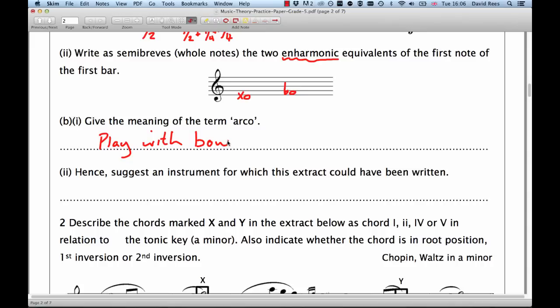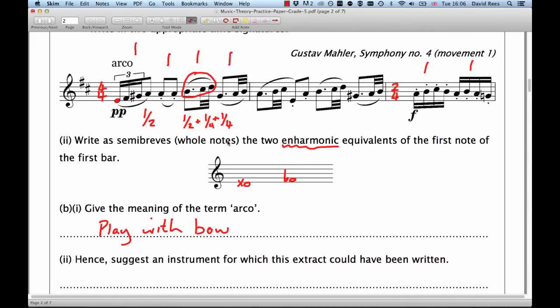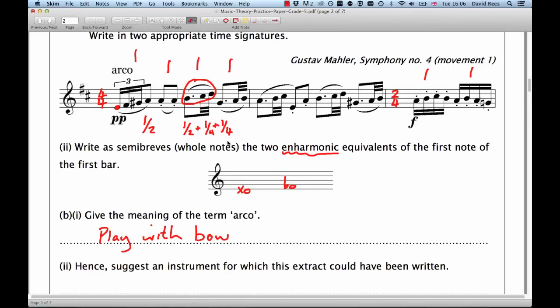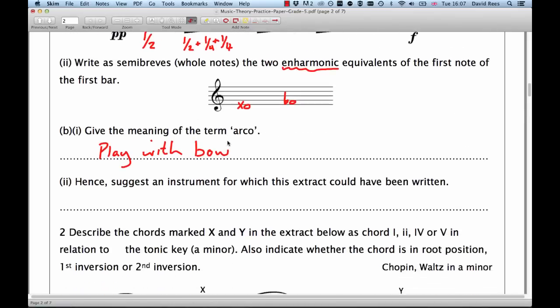And that's what we want here when we see arco in the score. This is obviously after a bit of the music perhaps where people have been playing with their fingers and plucking the string. Here in this section that we've just come to, it's asking the player to play with the bow.